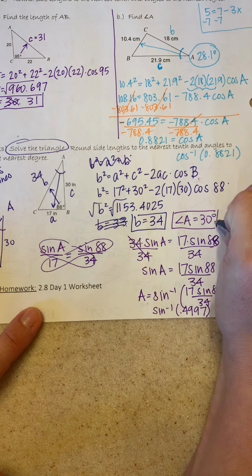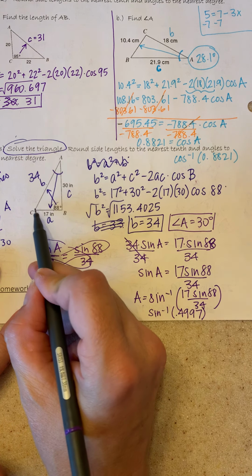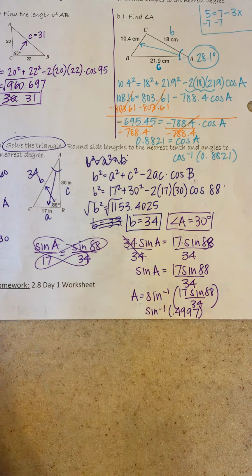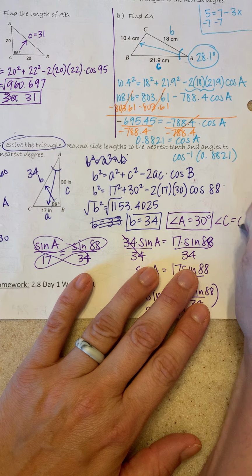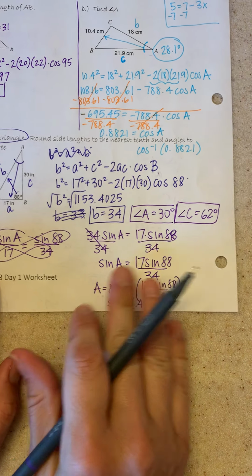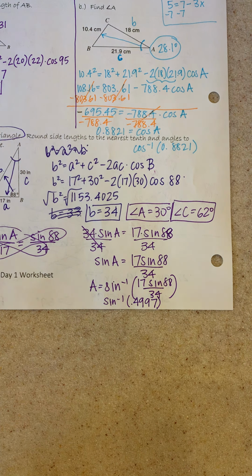And so angles should be degrees. Now that I know angle A, I can find angle C because they add up to 180. So 30 and 88, take those away from 180, and that should be 62 degrees for angle C. And you should have gotten the same thing had you done law of sines. So hopefully either way that you went about it, it should work that way.